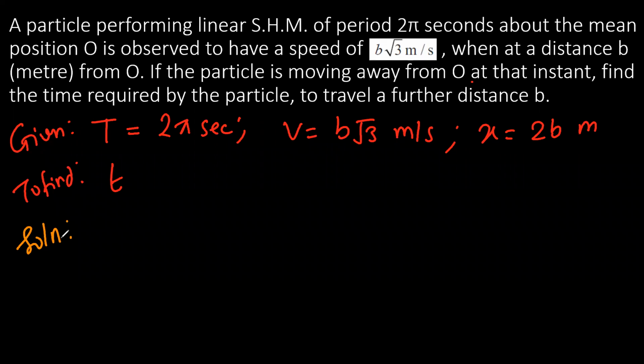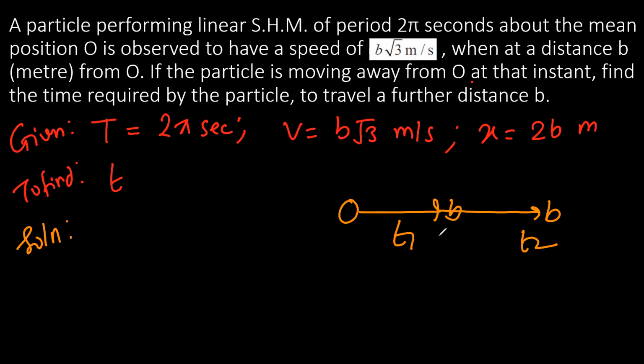So how to find a solution? We need to find the time required for the particle to travel the further distance. So 0 से b तक गया, this is time 1, and b से again b गया, so this is time 2. So we need to find t2 minus t1.